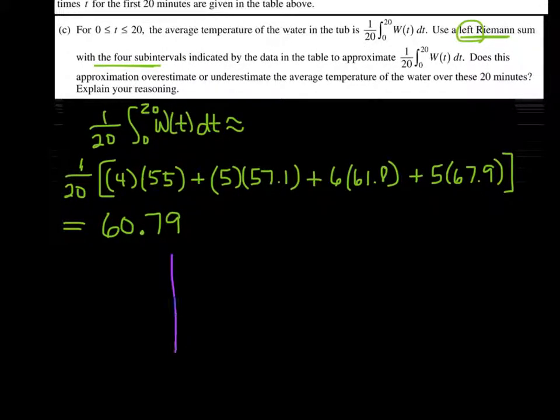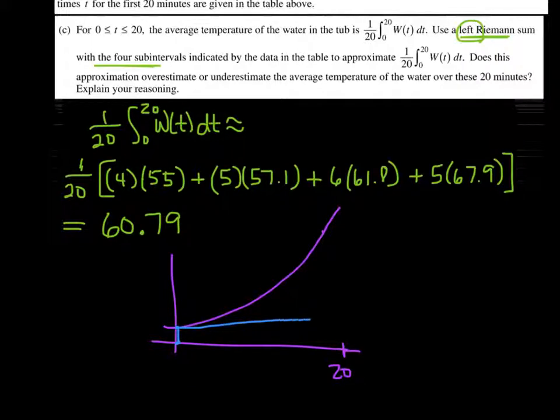It doesn't have to be perfect, but from 0 to 20 minutes, so this is my 20, I have a strictly increasing function. If I now wanted to draw in a left Riemann sum, so that's starting from the left-hand side, and then I'm coming over and down, I would clearly say that this sum here is very much under the actual curve, and so I would say that this is an under approximation.